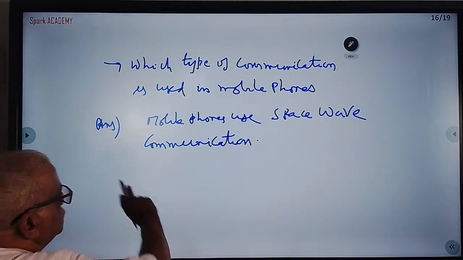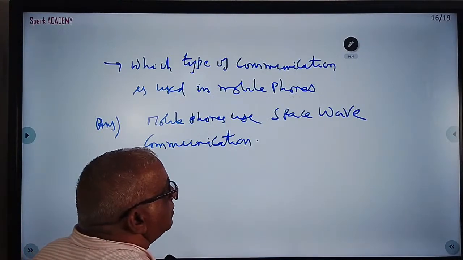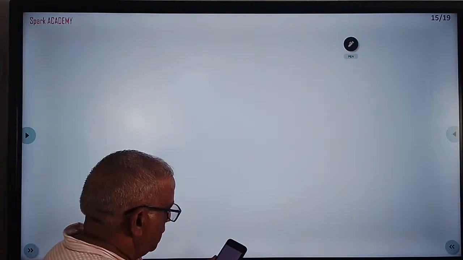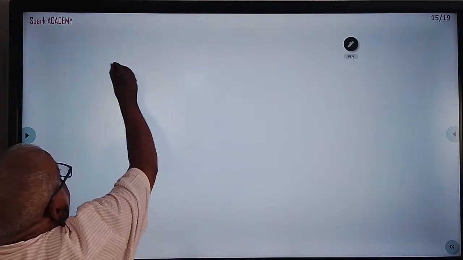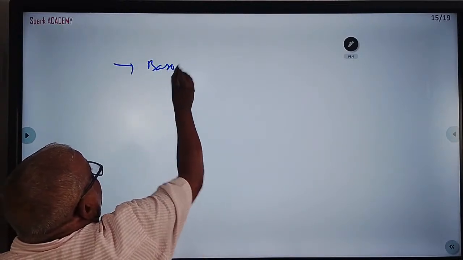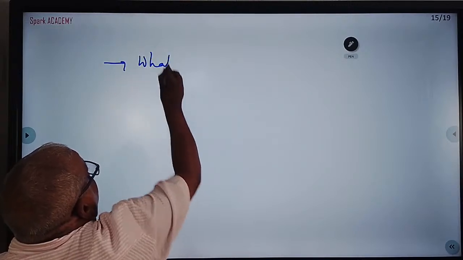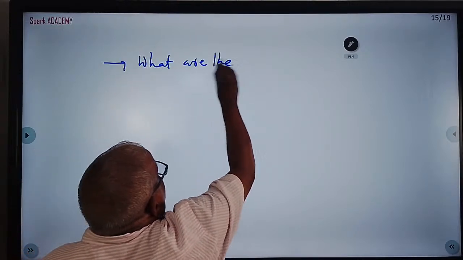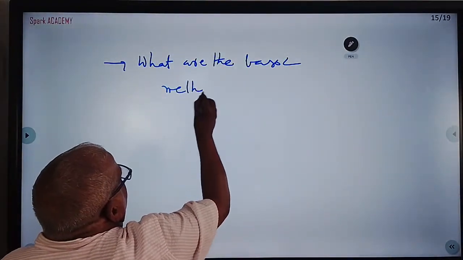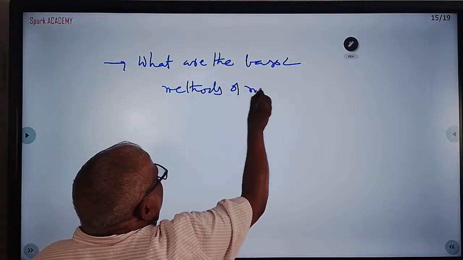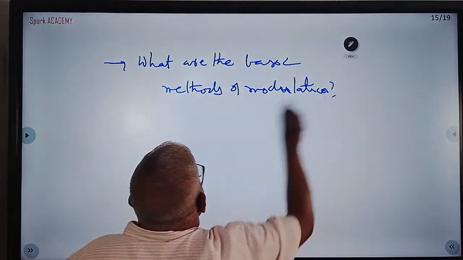Right. Next, last question, students: mention the basic methods of modulation. What are the basic methods of modulation?